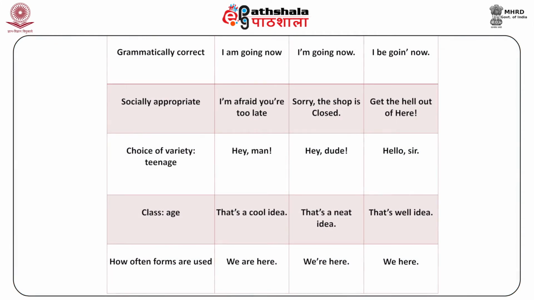Now, as we can see in this example, the sentences given are either grammatically correct, socially appropriate, or the choice of teenagers. Grammatically correct: I'm going now, I be going now. All these are grammatically correct. Socially appropriate: I'm afraid you are too late. Next is, sorry, the shop is closed. Get the hell out of here. Depending upon the acceptability by the user.